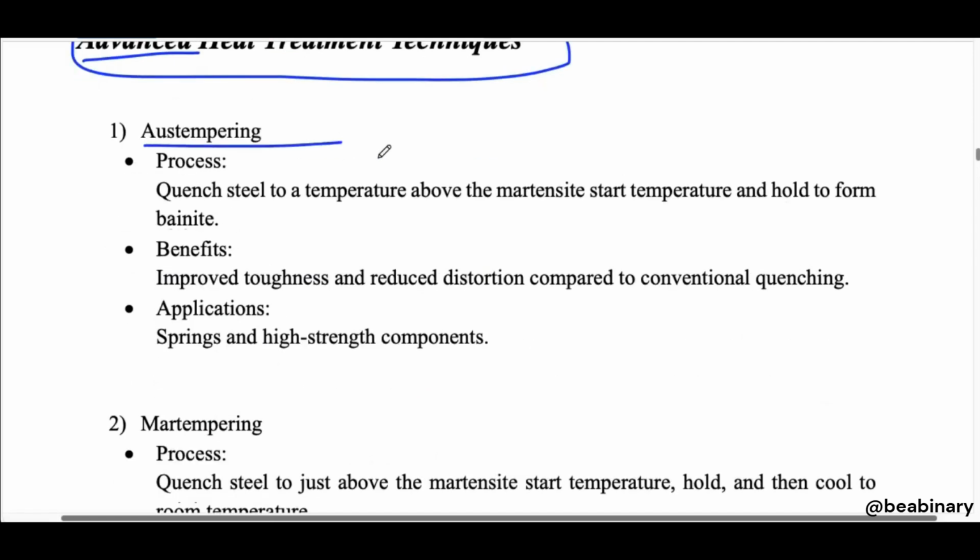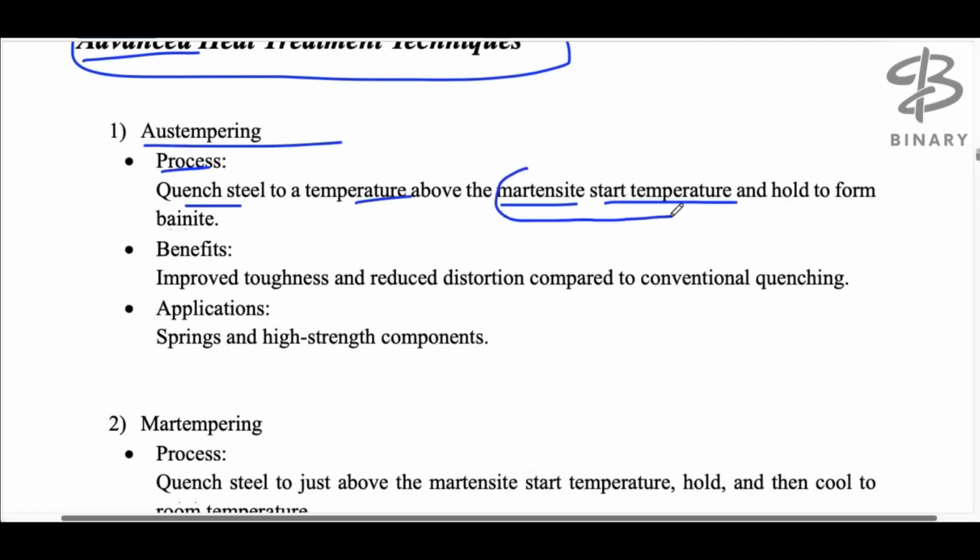Austempering means what? What is the process? They quench the steel to a temperature above the martensite start temperature. I mean, wherever the martensite starts, we need to go above that temperature. The martensite start temperature is a set temperature of a steel. If you go with the iron carbon diagram, then you can easily see the temperature ranges. We just need to quench at a temperature above that.